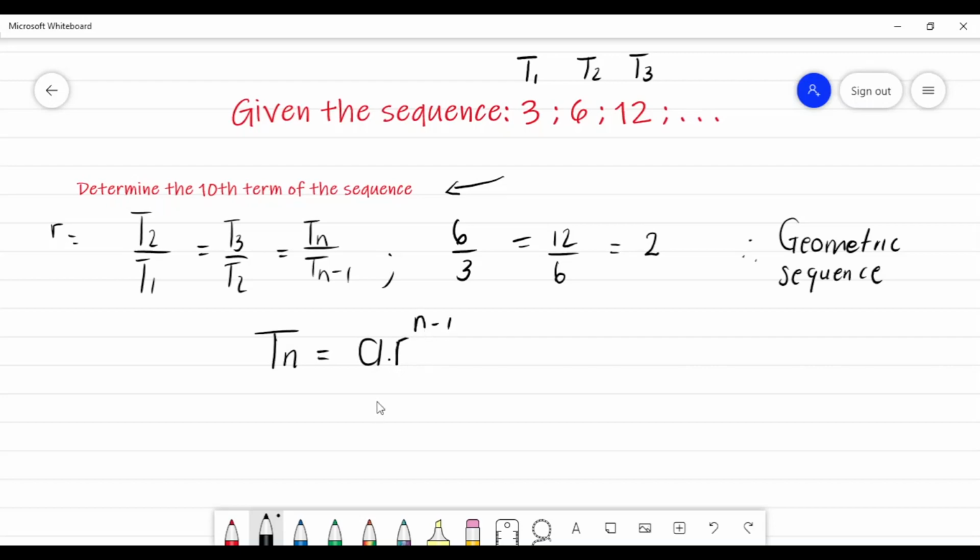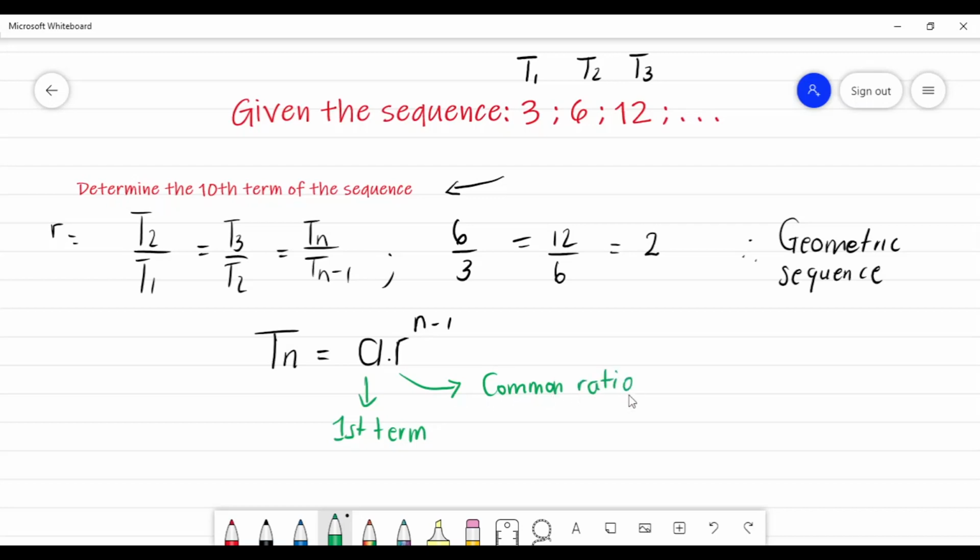Now to get the formula of the nth term of this particular sequence, we need to substitute the values for a and r. And what is our a? Our a is equal to our first term. Okay, so I'll just write it there: a is the first term, and your r is your common ratio.